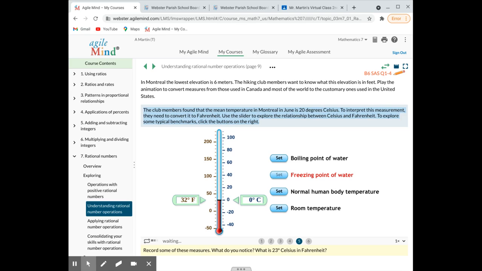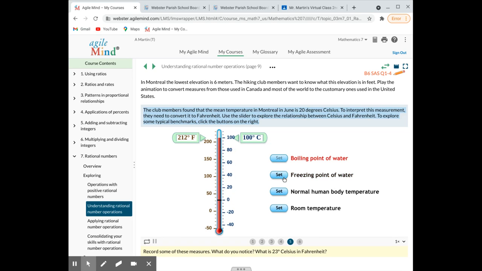All right. So it wants us to record these measures. And it says, what do you notice? What is 23 degrees Celsius in Fahrenheit? So let's see. Boiling point of water. Let's see what that is. So what's the boiling point of water? 212 degrees Fahrenheit. Or how much in Celsius? 100 degrees. All right.